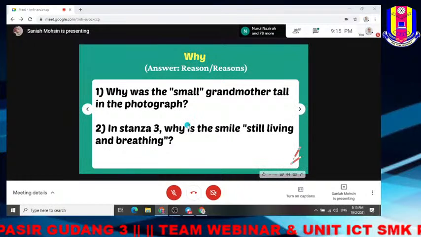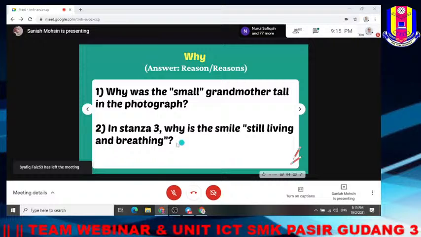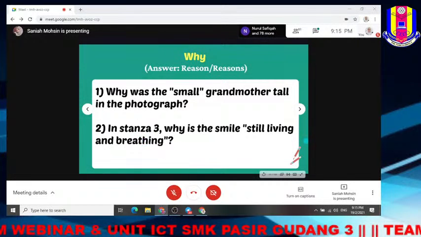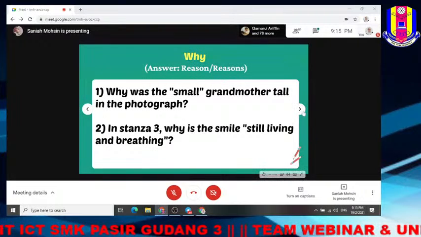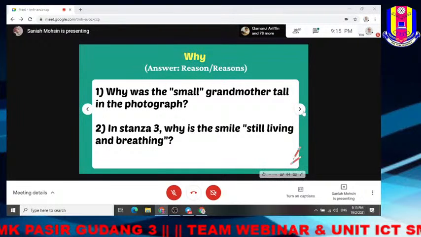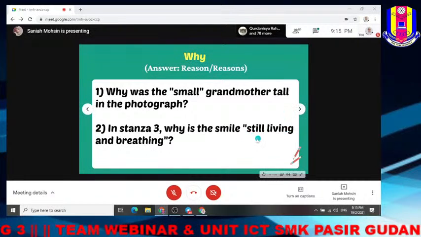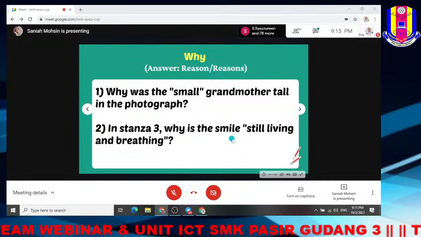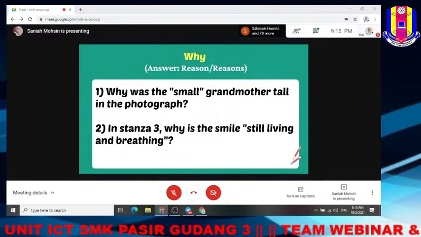Okay, the next one in stanza 3. Why is the smile still living and breathing? Ni ada spoiler sikit. Actually by the end of the poem, the grandmother died. Oh no, grandmother died. Tapi soalan tanya, why is the smile still living? Macam ni? Dah meninggal, tapi the smile is still living, masih hidup.